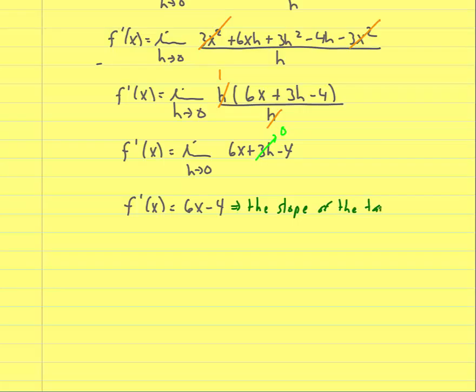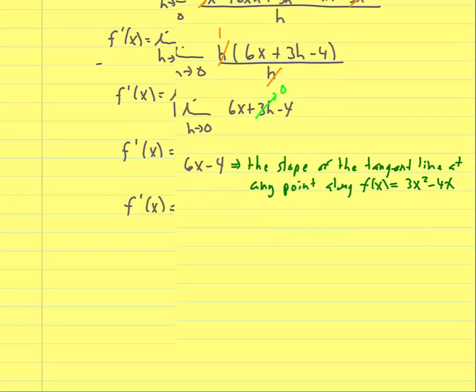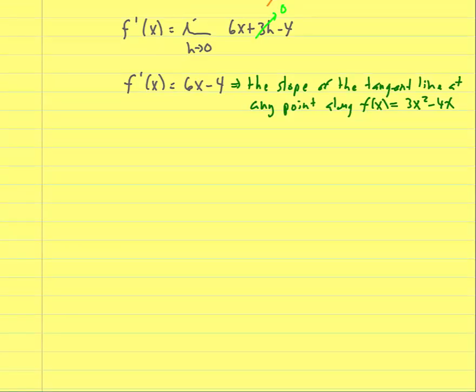So the slope of the tangent line at any point along f of x equals 3x squared minus 4x. Now 3x squared minus 4x is a polynomial, so it's defined for all real numbers. So there's no points where this is not differentiable.